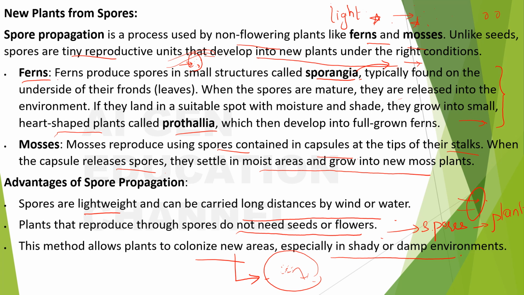So if you have one plant that has spore propagation in it, you can expect that the entire area will soon be covered with that type of plant, right? So spore propagation has its own merits and demerits. If you want that type of plant, then this property of colonizing new areas will be useful for you. Otherwise, it will be disadvantageous to you, right?